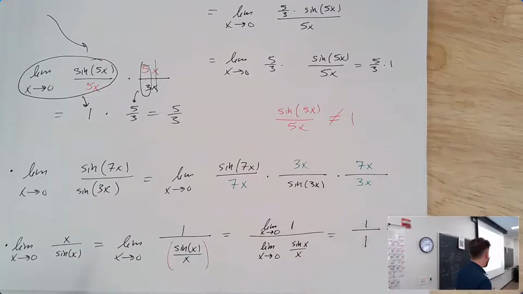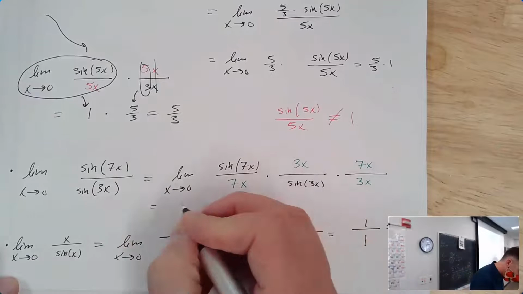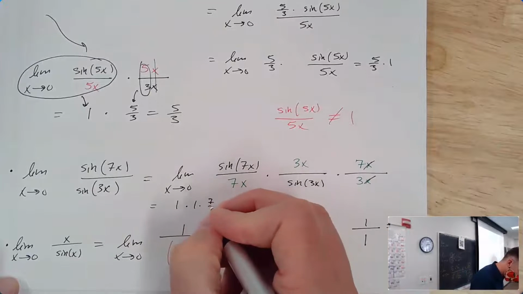So if you have sine of x over x or x over sine of x, its limit is 1. Or more generally, if you have sine of stuff over some stuff, or the stuff over sine of the stuff, as long as the stuff is going to 0, that limit's going to be 1. So we really do, in fact, want a 3x up there. And then I would just say my answer is 1 times 7/3.